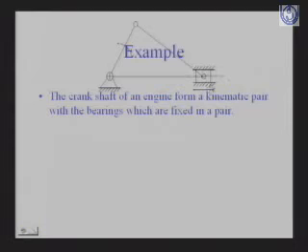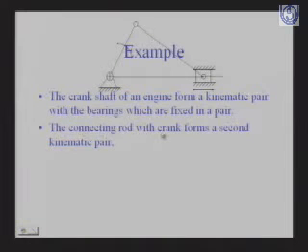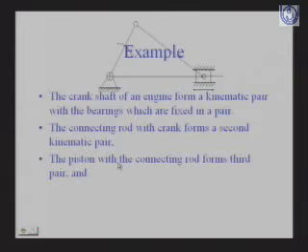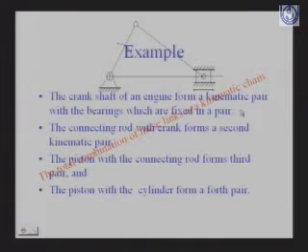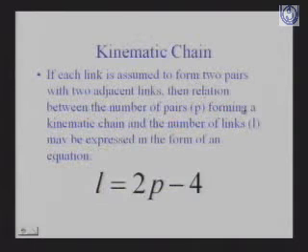Here you are: piston, cylinder, this is your connecting rod, then this is the crankshaft. The crankshaft of the engine forms a kinematic pair with the bearings, which are fixed in a pair. The connecting rod with the crank forms a second kinematic pair. Similarly, the piston with the connecting rod forms the third pair, and the piston and the cylinder form the fourth pair. The total combination of these links is known as a kinematic chain.